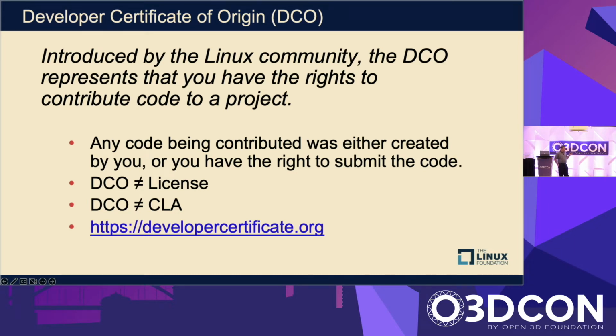It spells out that anything you're contributing was created by you, or you have the rights otherwise to submit the code. So a DCO is not a license. It is essentially a representation that you have the right to contribute the code. And it's not exactly the same as a CLA as well. The CLA is a license agreement between the contributor and the maintainers of the project, whereas the DCO is simply a statement that you are representing, you are essentially certifying that you have those rights.